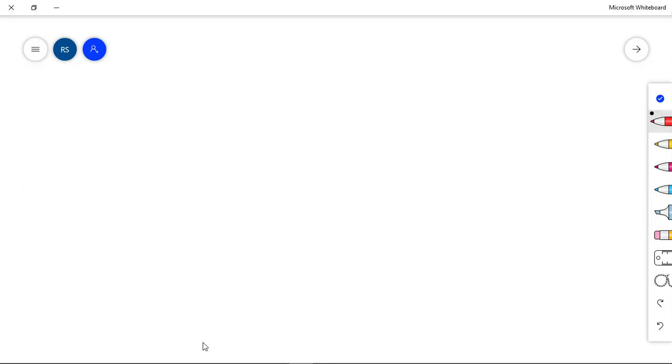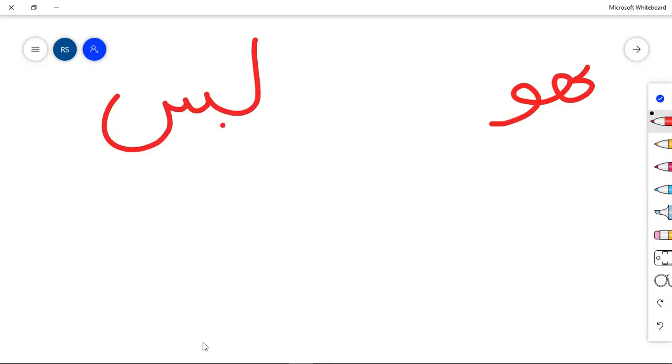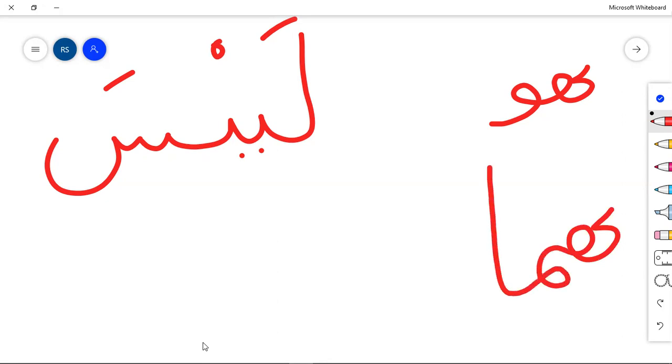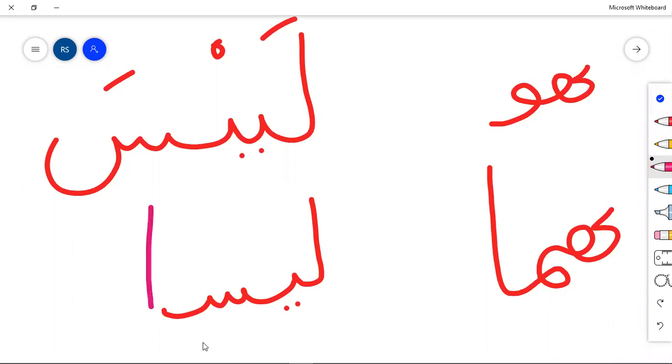So here we have the pronoun huwa. For huwa, we use laysa. Okay, for huma, I think we did not study this, but still I will tell you. Can you tell me what is the form for huma? Laysa. So for huma, we use laysa.